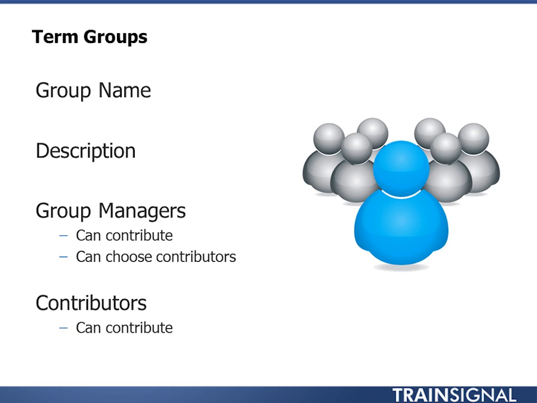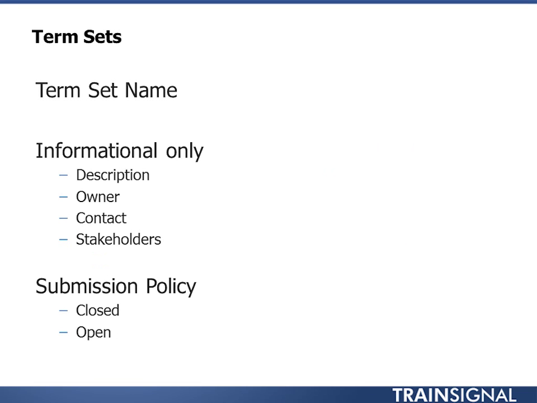Now, managers will be able to contribute values, meaning they'll be able to add, delete, and manage them, and they'll also be able to choose contributors. Contributors will simply be able to manage items. They won't be able to choose other contributors, but they'll be able to manage items. Now, if we go one step down, we have a term set. On our term set, we're going to have a name and a description as well. But then we're also going to have official sounding properties, like our owner, our contact, and our stakeholder. Owner, contact, and stakeholder are 100% informational only. If I make you an owner, if I make you a contact, that does not give you any level of permissions whatsoever to that term set.